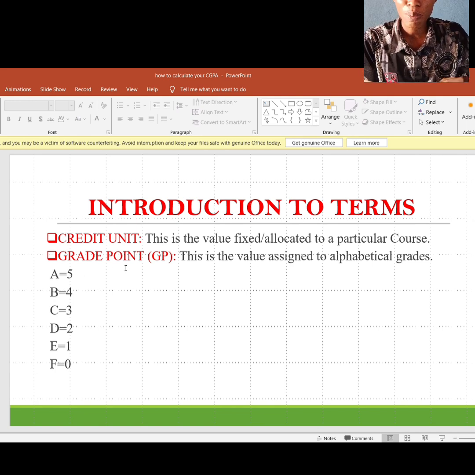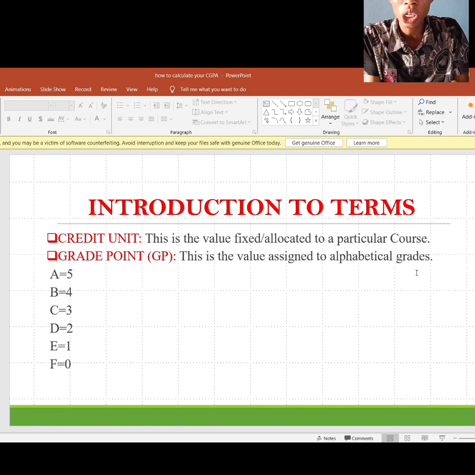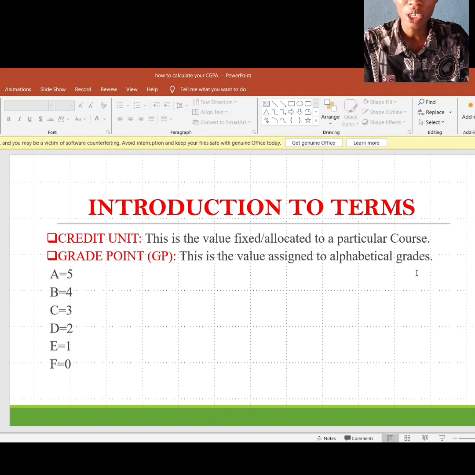Now, grade points, that's the second one here. Grade point is the value assigned to alphabetical grades. Points values are assigned to a particular grade. For example, if you have A in a course, A is 5 points, B is 4 points, C is 3 points, D is 2 points, E is 1 point, and F is 0 points. So any course you have A in, you've gotten 5 points.